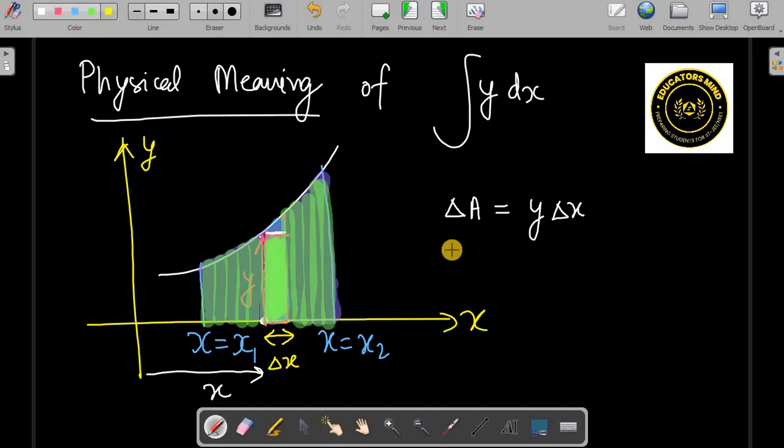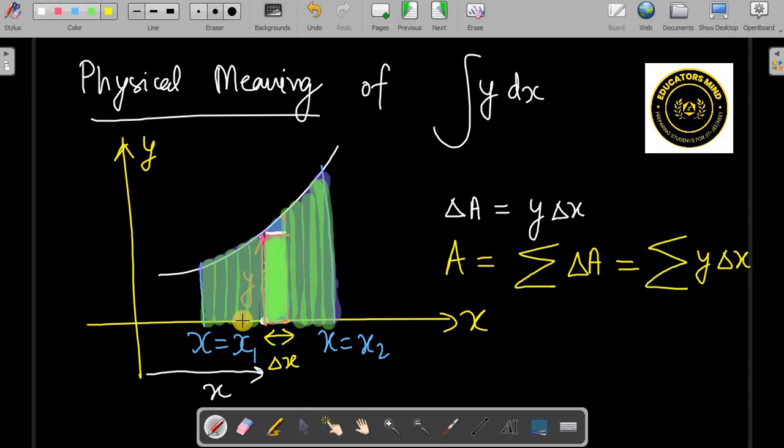So the total area, let's say A, is the summation of all these areas, which is the summation of y into delta x. It is a summation because right now this delta x is some finite value, a small strip length. But if I make this delta x very small, I am going to apply a limit. Why? Because this area we are calculating will not give the exact area. When you take this strip, some portion will be left. For example, you take this strip, and when you take the next strip, it will be like this.